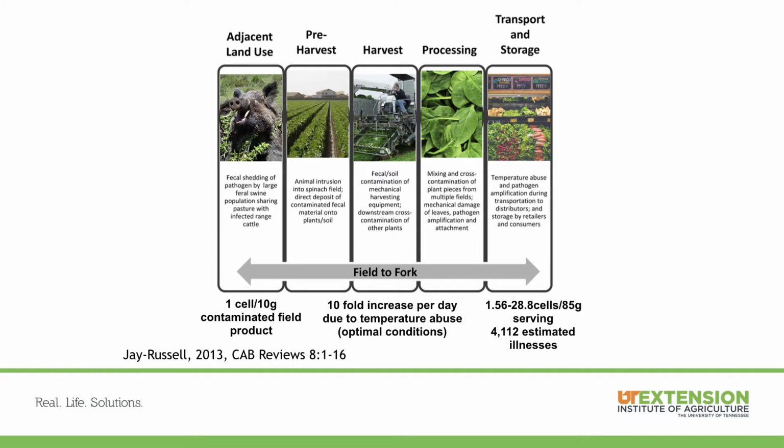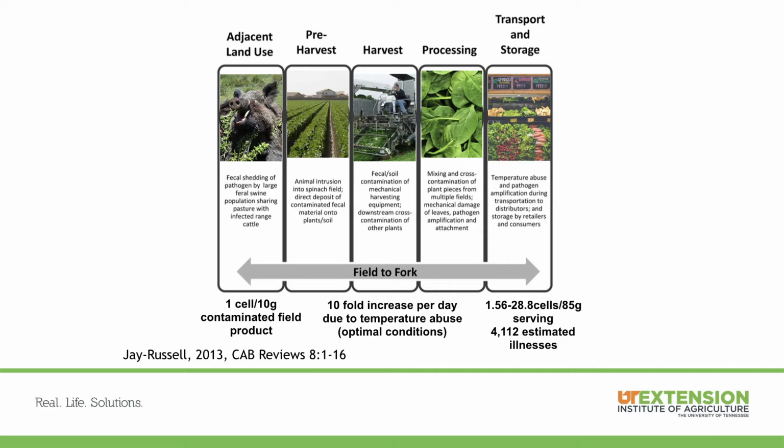outbreak. Essentially what happened is that you had adjacent land use where you had feral hogs getting in, wild boars getting in, and essentially you had fecal shedding by these feral swine in pasture with infected range cattle, so just pasture grazed cattle, in that adjacent land use. You also had that feral swine actually making their way into the spinach fields themselves, because since they're next door, they might as well come and get some spinach while they're at it.